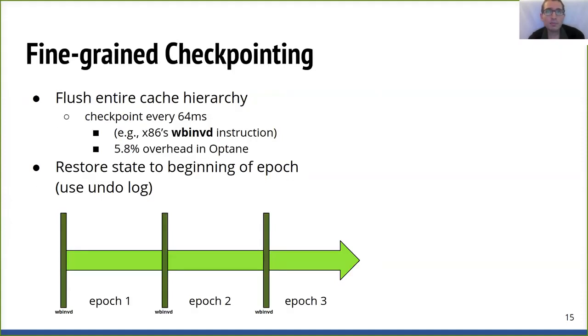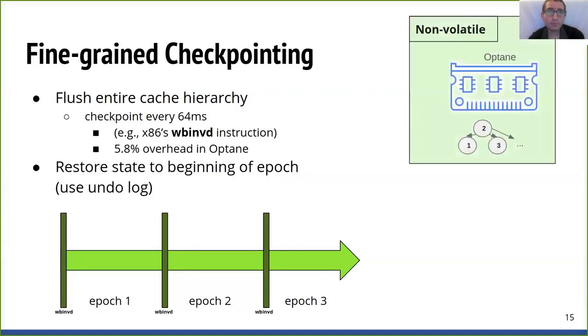In-cache line logging divides the program execution into fine-grained epochs of 64 milliseconds. At the start of an epoch, checkpointing persists the entire cache hierarchy using a writeback invalidate instruction. Checkpointing leads to 5.8% overhead in Optane. For checkpointing, there is not a separate copy of the data structure to buffer the modifications. The data structure is stored directly in the persistent memory. Persisting the entire cache hierarchy at the end of an epoch ensures that all the modifications to the data structure will be propagated from the caches to the durable data structure stored in the persistent memory.